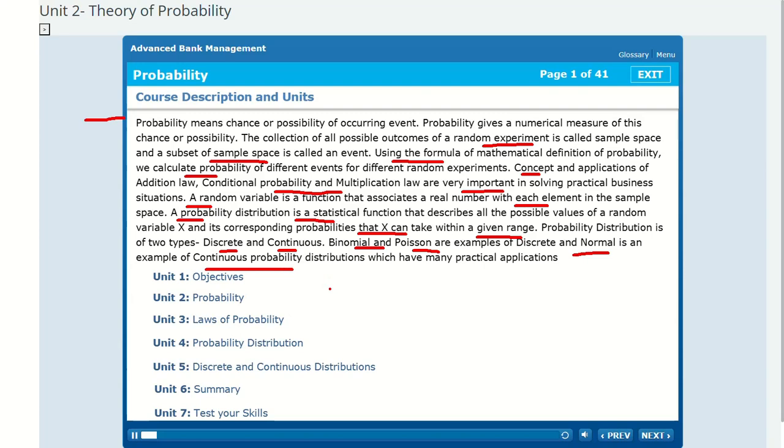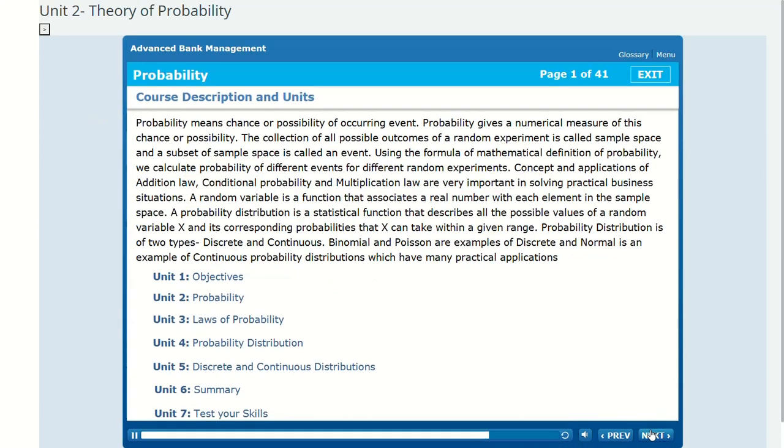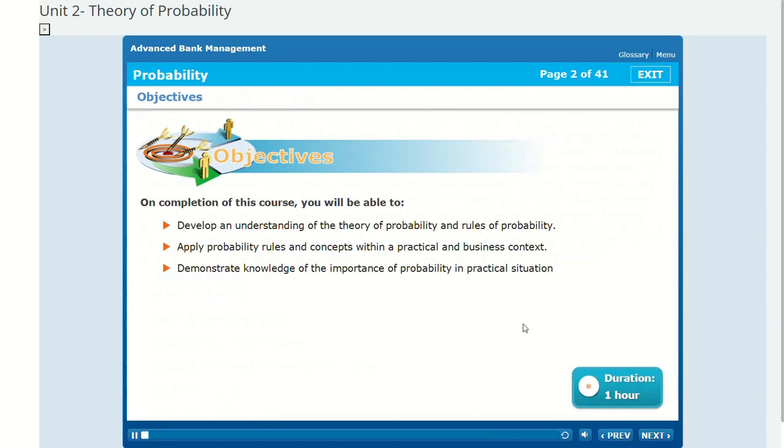Unit 1 Objectives. Unit 2 Objectives. On completion of this course, you will be able to develop an understanding of the theory of probability and rules of probability. Apply probability rules and concepts within a practical and business context. Demonstrate knowledge of the importance of probability in practical situation. Duration, 1 hour.